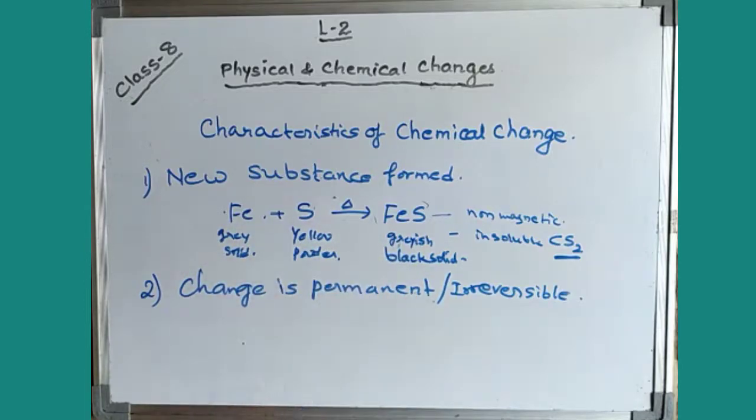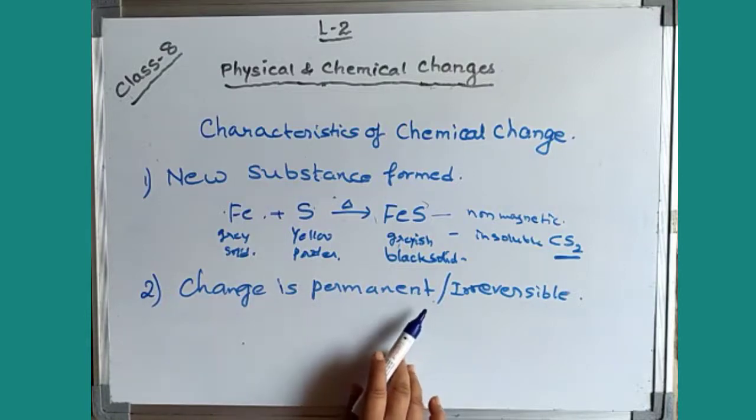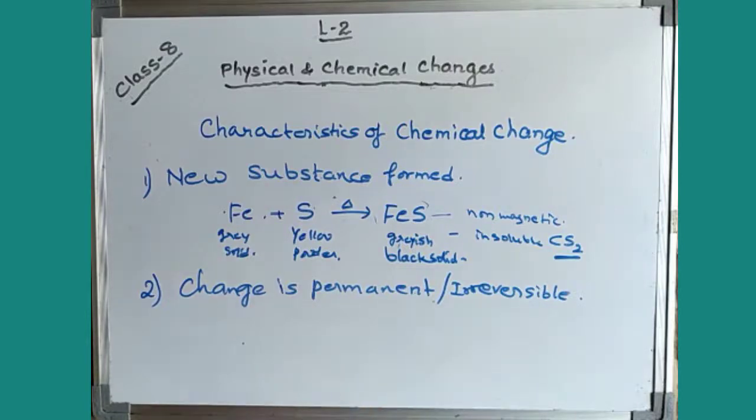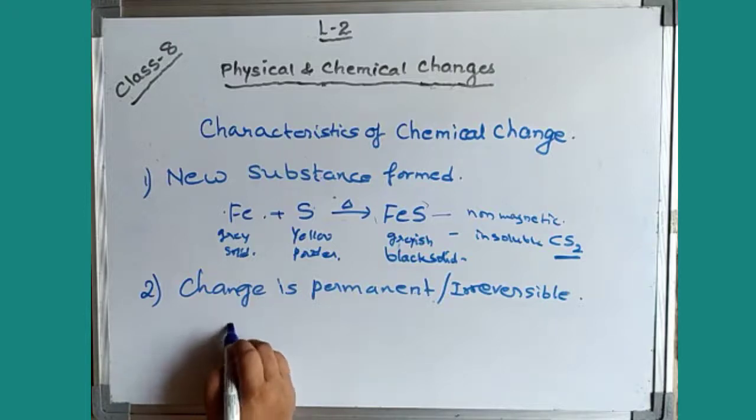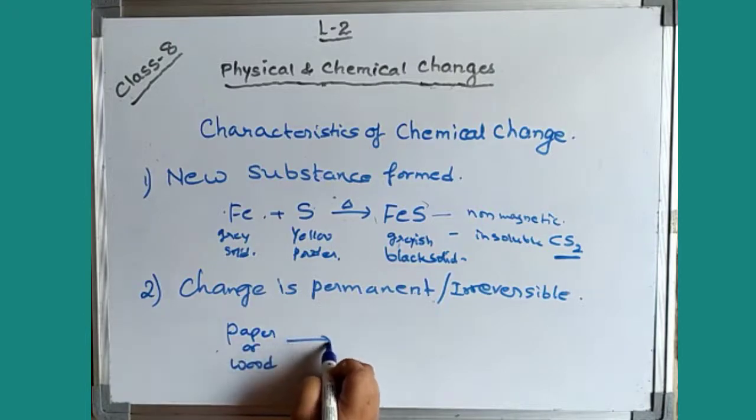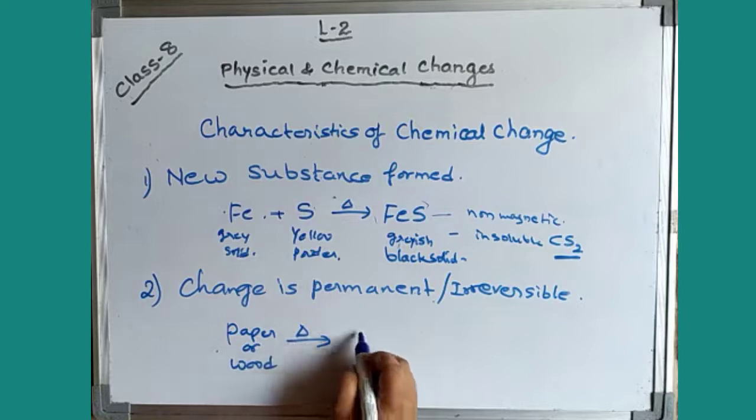Now coming to the second point: the change is permanent or irreversible in nature. If it is permanent, that means it is irreversible and cannot come back to the original substance. Let us take an example. You know very well, paper or wood, when heated or burned, what happens? They change into ash.